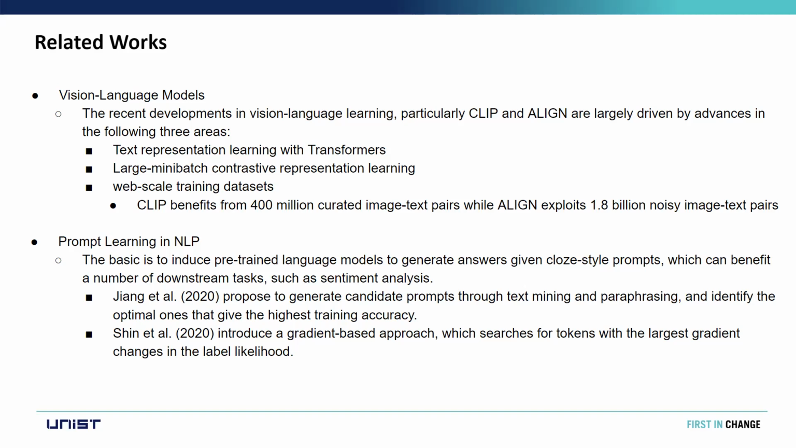Prompt learning in NLP is also developing, and the basic idea is to induce pre-trained language models to generate answers given cloze-style prompts, which can benefit a number of downstream tasks such as sentiment analysis. This cloze-style prompt is very similar to CoOp, where there are several places where you should put the right word to make the most sense. Recently, Jiang et al. proposed to generate candidate prompts through text mining and paraphrasing and identify the optimal ones that give the highest training accuracy. Also, Shin et al. introduced a gradient-based approach which searches for tokens with the largest gradient changes in the label likelihood. So these works are very related to CoOp.